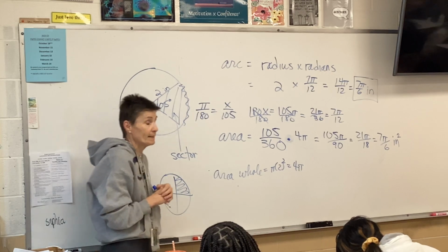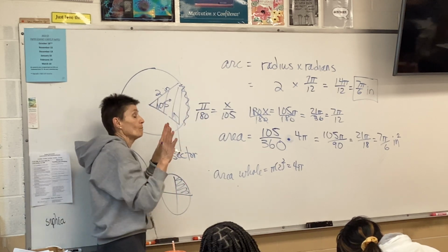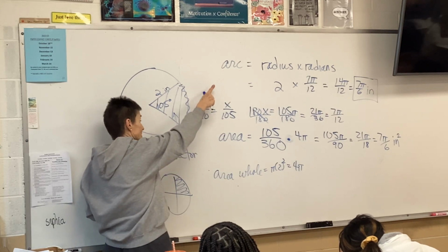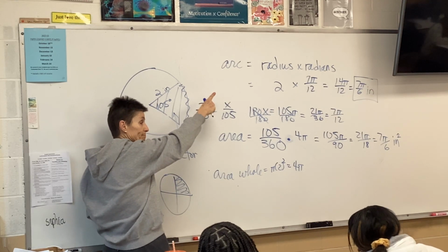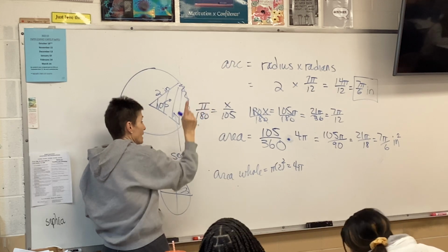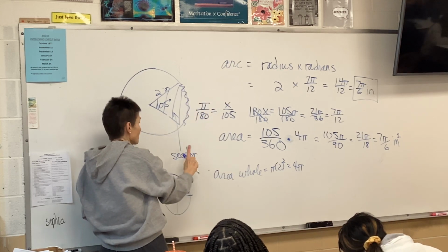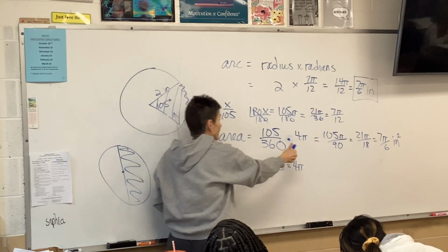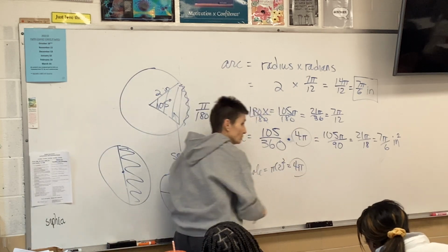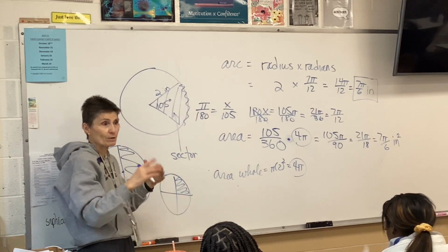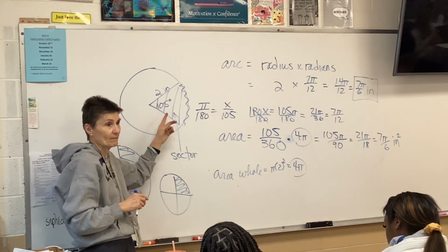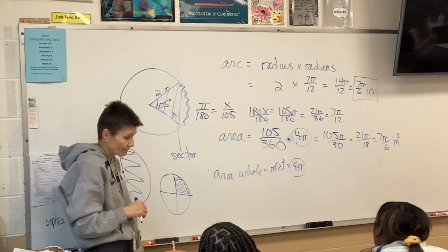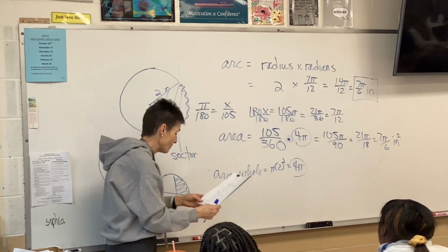Okay, so, important concept. We've done this twice. Can we all find an arc length? Area, we've only done this once, but it's very simple. 105 over 360 times the area of the whole circle. Every time. Well, it won't be 105 every time, but the angle over 360.